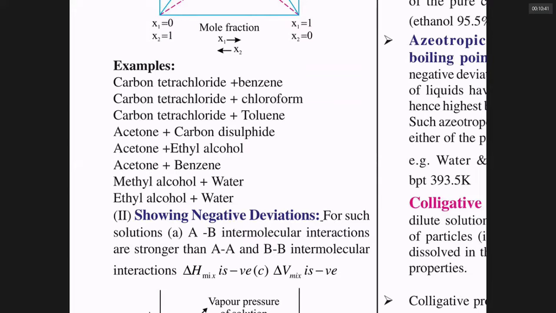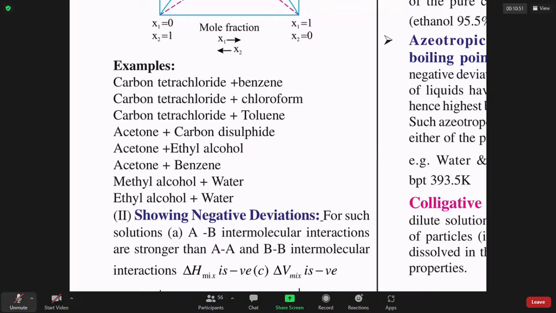In acetone, there are some dipole-dipole attractions which are disturbed by benzene. In ethyl alcohol, there are hydrogen bonds which are disturbed by acetone. In acetone, there are some van der Waals and dipole-dipole attractions which are disturbed by carbon disulfide. So all these are examples which show positive deviation.